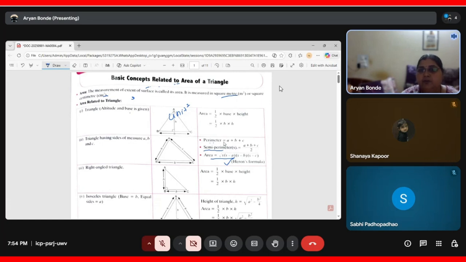in that case, you have to find the area of a triangle by using this formula. For this, firstly you have to find the perimeter, then find the semi-perimeter. Once you get both the values, you get the area of a triangle, and this formula is known as Heron's formula. So this is for the triangle when all sides are given. This is another type.